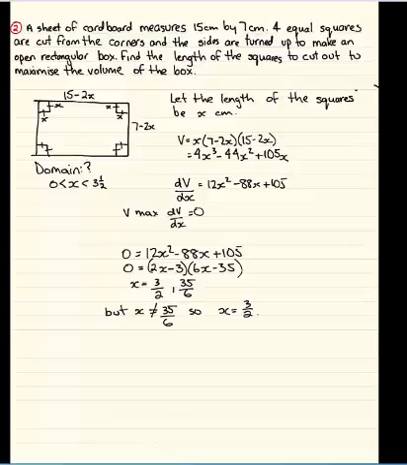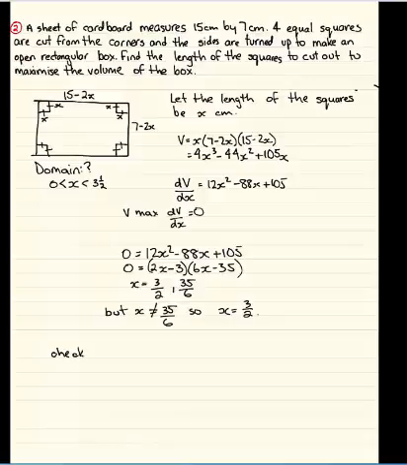Okay. So the question wants you to find the length of the squares to be cut out to maximise the volume. They're not asking us what the maximum volume is here. They're asking us what length it is. Okay, so we found the length, but is it the maximum? That's something that we need to check. So just double check.